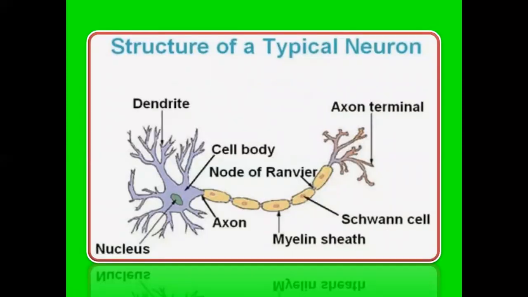Structure of a neuron. You can see here, this is the structure of the neuron. It starts from the cell body. This neuron is also called a motor neuron. There are three main parts of a neuron: number one, dendrite; number two, cell body; and number three, axon. Is it clear?